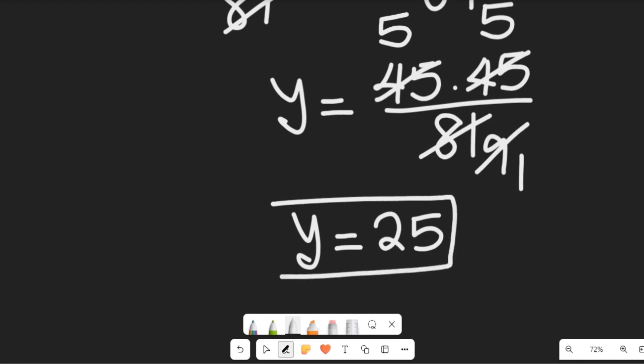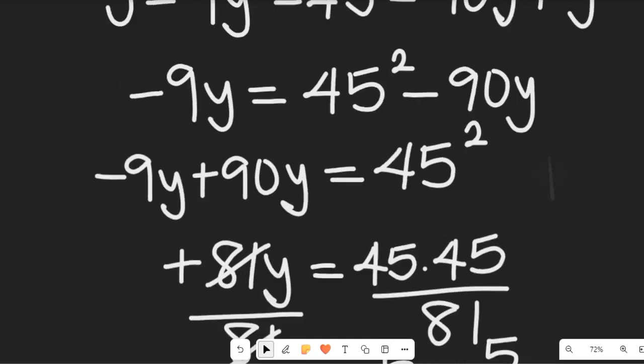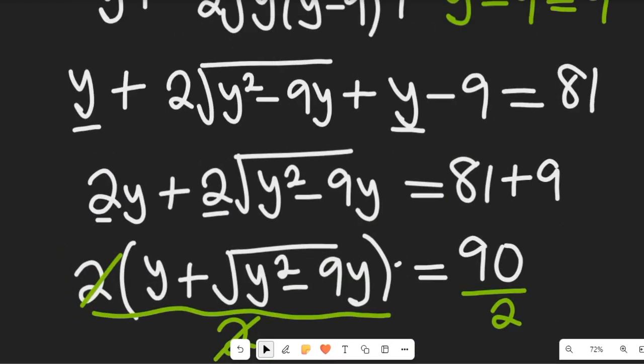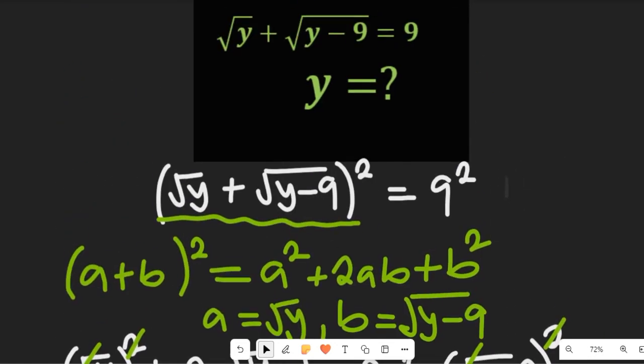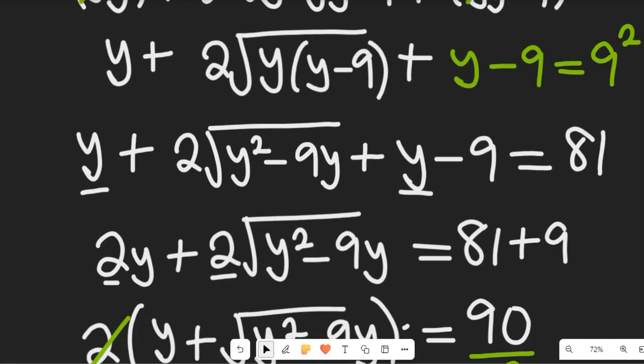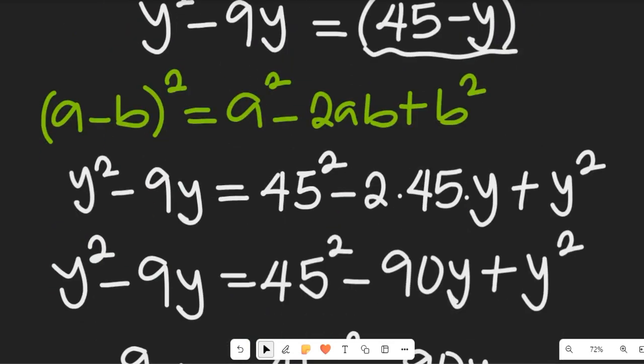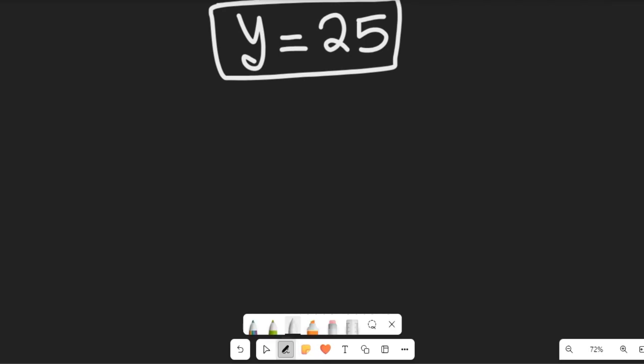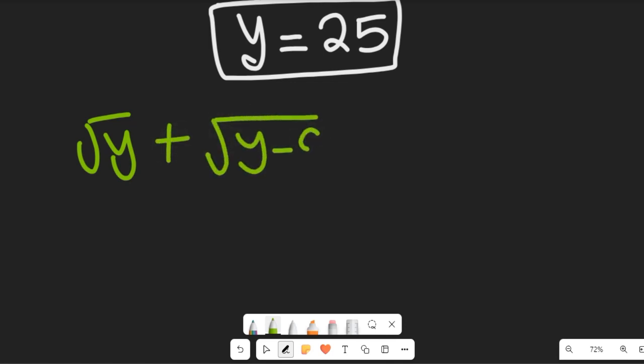Now let's check if this solution is right. What I'm going to do is insert y equal to 25 into the original expression. And remember, 25 is a perfect square. So the original expression is the square root of y plus the square root of y minus 9 to be equal to 9.